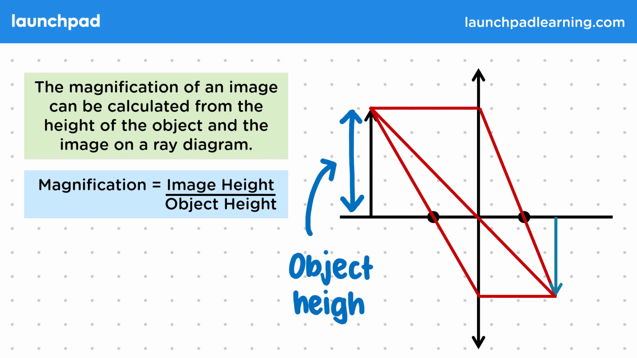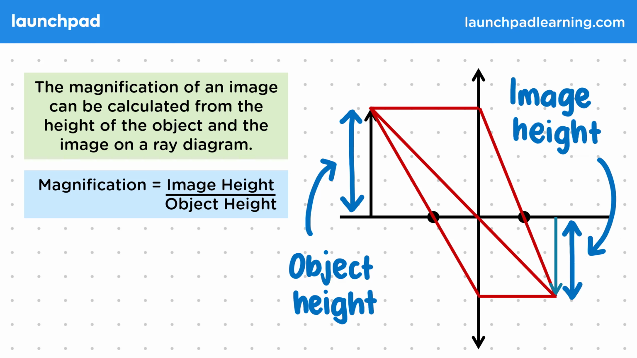This is the object height, the distance from the principal axis to the top of the object, and then similarly, this is the image height. You might also be given a scale to translate a height on the page to an actual height, such as a 1 meter tall object being 1 centimeter tall in a diagram.